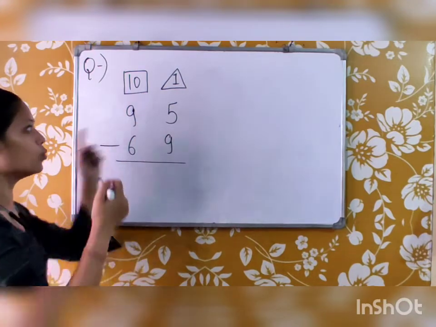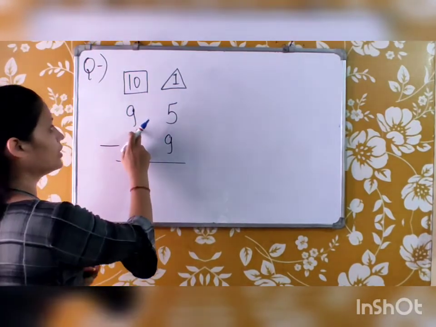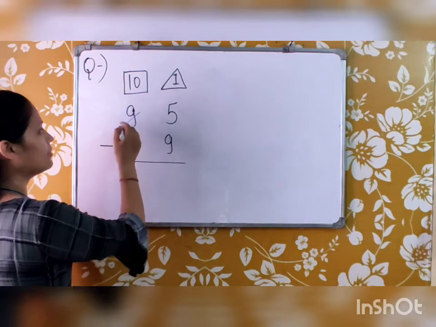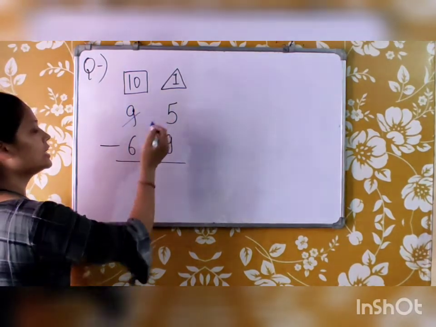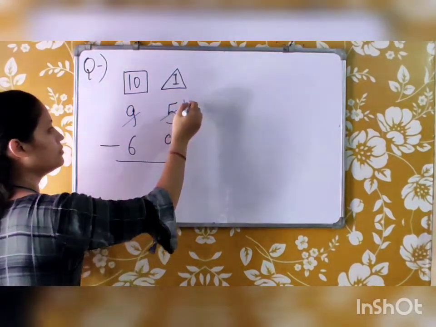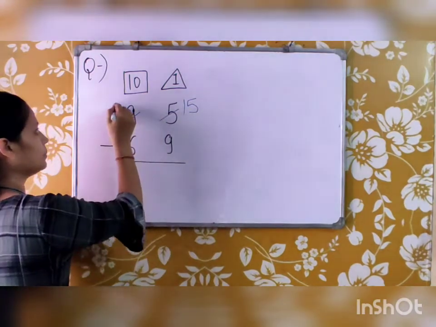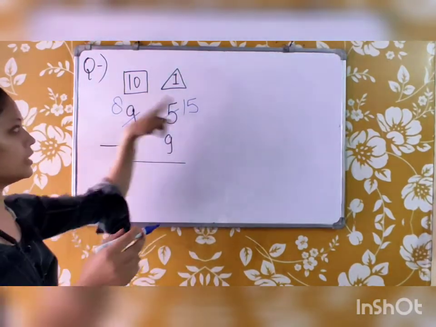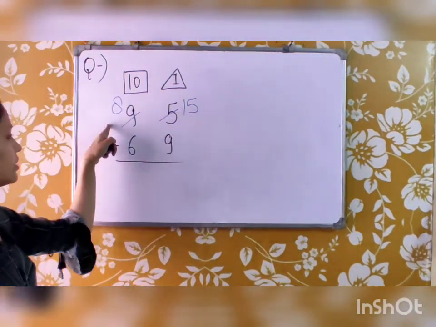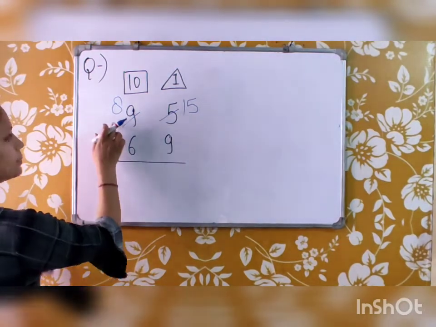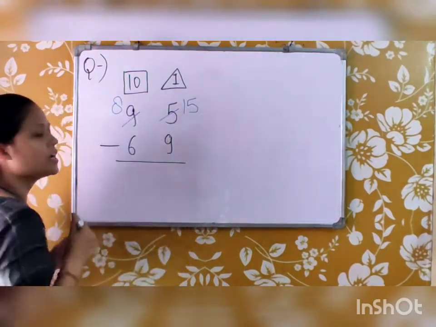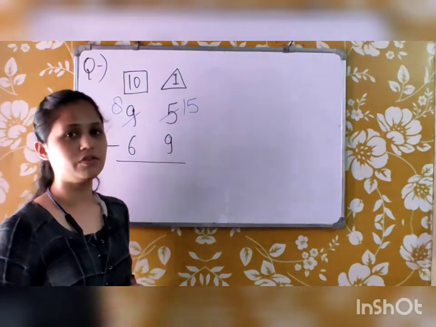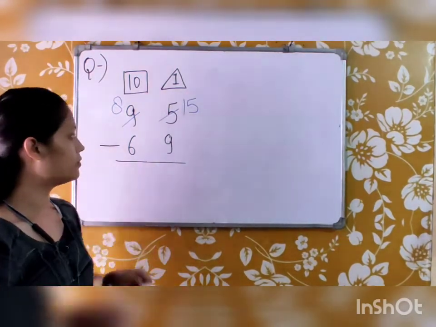I will take 1 from 9. If I take 1 from 9, this will become 15 and this will become 8, because I have given 1 to the ones place. So this has become 8 and this has become 15. Now I have to minus 9 from 15.